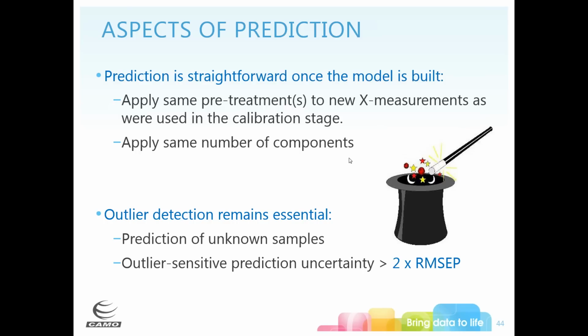Prediction is straightforward once the model is built. In the Unscrambler, it automatically applies any pretreatments that you do to your data. Let's say you do a derivative or a normalization. It will automatically do that to the new data coming in, and it will apply the same number of components that you determine. You still have to look at your outlier detection, especially when you're predicting unknown samples. So keep an eye out for that.